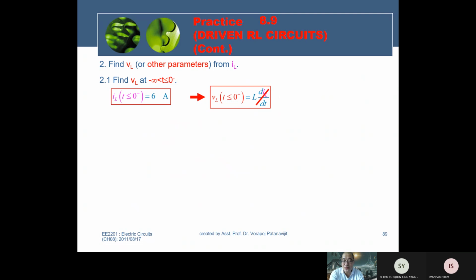Okay, next one, determine VL from the IL. You can determine it from the definition directly. VL equals L di by dt. In this case, IL is constant, right? IL is constant. Therefore, taking the derivative of a constant gives you 0. Okay. Next one.